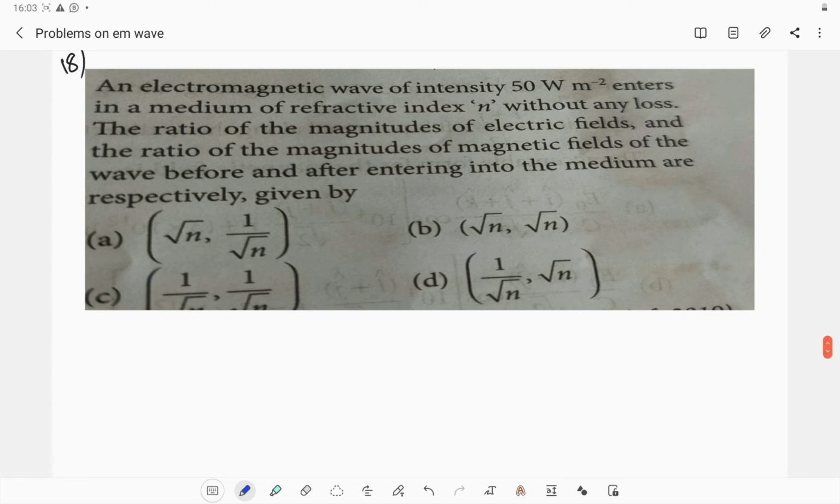Next, very important. An electromagnetic wave of intensity 50 watt per meter square enters a medium of refractive index N without any loss. The ratio of magnitudes of electric fields and the ratio of magnitudes of magnetic fields of the wave before and after entering into the medium, respectively.